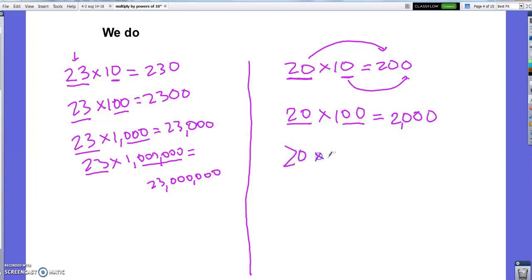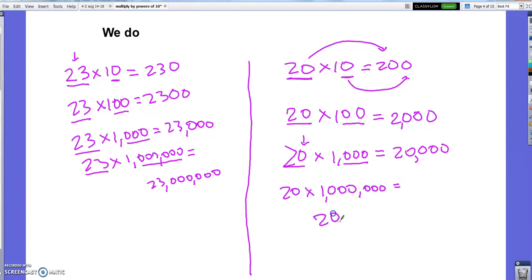One more, 20 times 1,000 is 20, and then I add the 3 zeros. So I end up with what feels like an extra 0, and that's an easy mistake to make, is to only put 3 zeros from here and forget this one was already in there. One more, 20 times a million is 20, and then I add my 6 zeros. 1, 2, 3, 4, 5, 6.